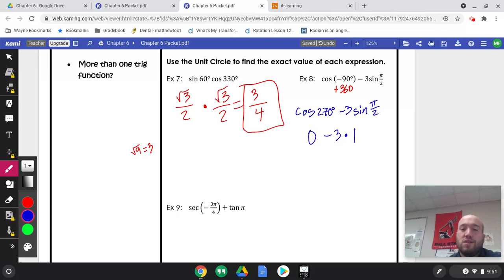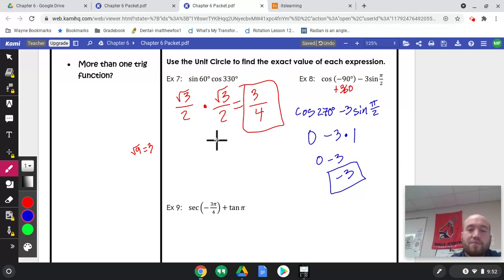Now, order of operations does matter. On this one, it would give us the same thing either way, but we've got to take care of our multiplication. So 3 times 1 is 3. 0 minus 3 will give us negative 3 as our answer. So remember, order of operations, PEMDAS, or please excuse my dear Aunt Sally, depending on how you learned it: parentheses, exponents, multiplication, division, addition, subtraction.